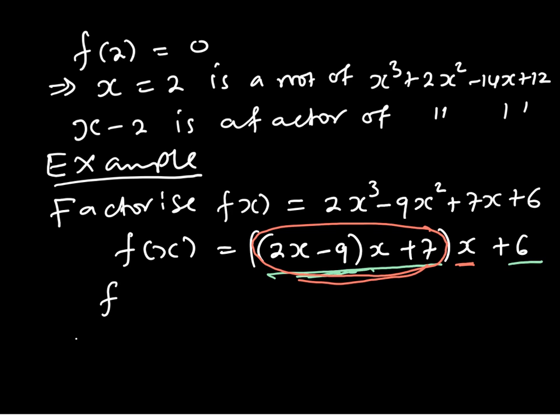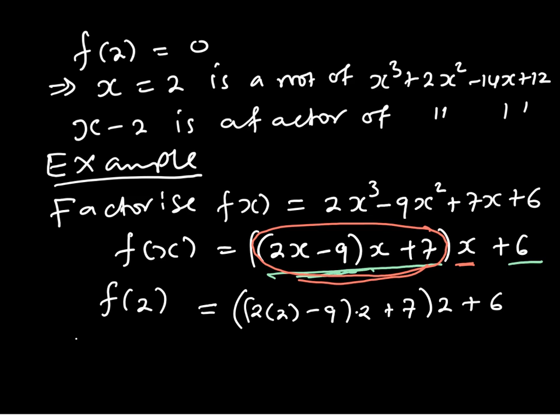What is f of 2? F of 2 is going to be 2 into 2 minus a 9. What we get, we multiply by 2, then plus a 7. Then what we get here, multiply it by 2 and then add on 6. But 2 times 2 is a 4. And the 4 minus 9 is negative 5.